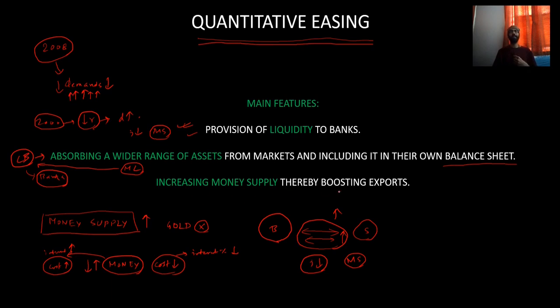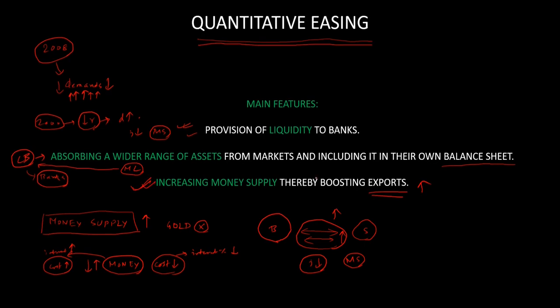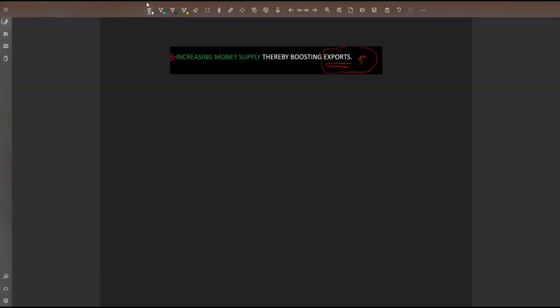Then increasing money supply, thereby boosting exports. Let's understand this part a little bit more, right friends? How does the increasing of money supply increase the exports also? Let's understand this. When a country increases the money supply, let's say the current money supply is M, and it increases the money supply to, let's say, a bigger number, M1. Total money supply increases, right? It becomes M1. Something happens in the foreign exchange rates.